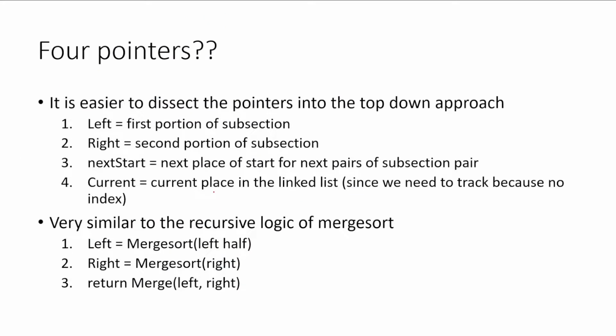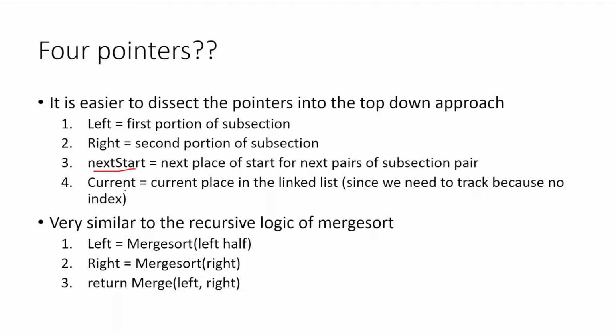We have 4 different pointers. That might be a little bit overwhelming. It's kind of confusing if you think about all different pointers, so it's easier to dissect the pointers, connecting them to that top-down approach. We had that left, which was the first portion of the subsection, the right, which is the second portion of the subsection. We have the next start, which is the next place of the start for the next pair of subsections that we're going to split and merge.